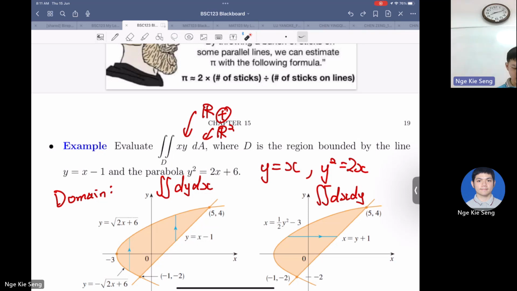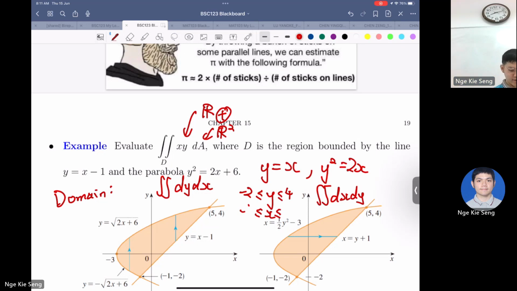So try which one? Okay, try this one first. dx dy. Let's say I want to integrate with respect to dx dy. What's the range of x and what's the range of y? Let's say we already compute all the intersections. You need to fix the range of y first. So what's the range of y? -2 to 4.